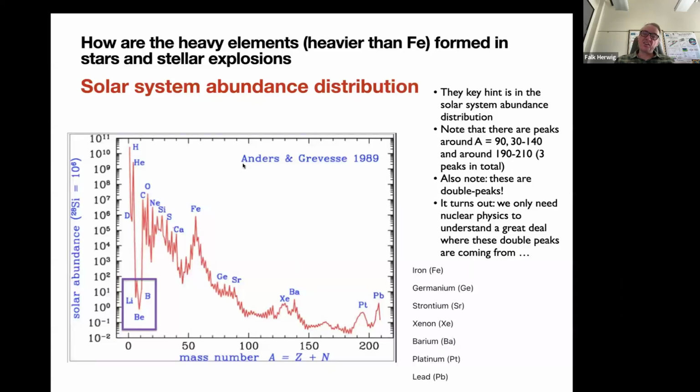Actually, we can figure out the answer by just looking at the solar system abundance distribution. What you can see here is Anders and Grevesse, 1989, known for a long time, on a logarithmic scale, normalized to something. We see here the solar abundance distribution, okay? And what we see, generally speaking, is that by number, most of the elements in the solar system are up to iron. Hydrogen to iron are the most abundant elements, but there are lots of different types of heavy elements at much lower abundances.